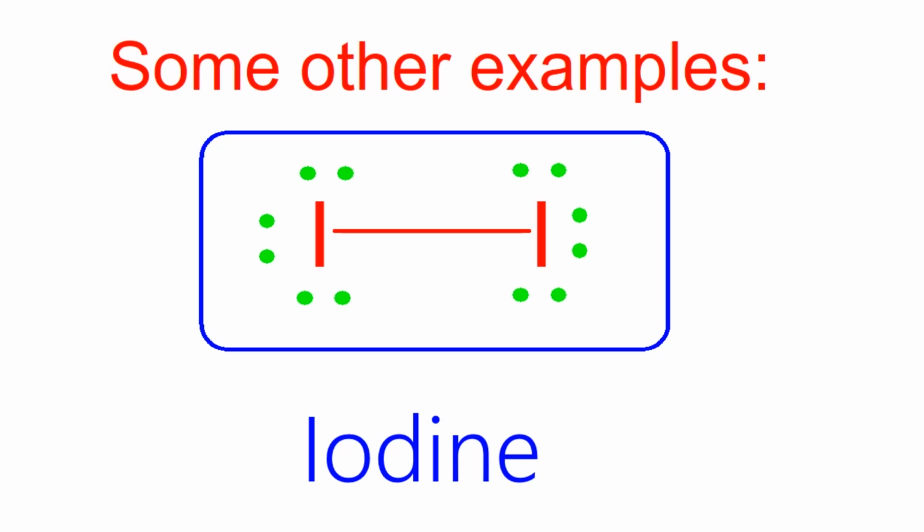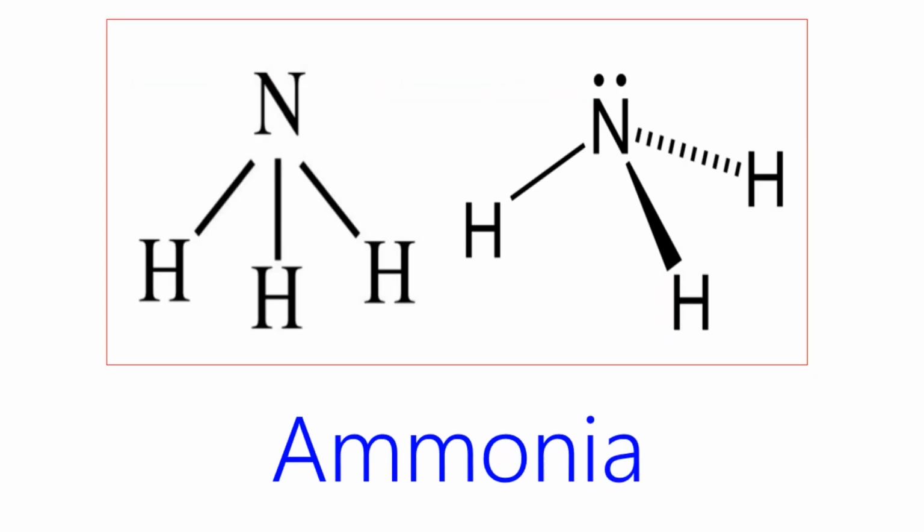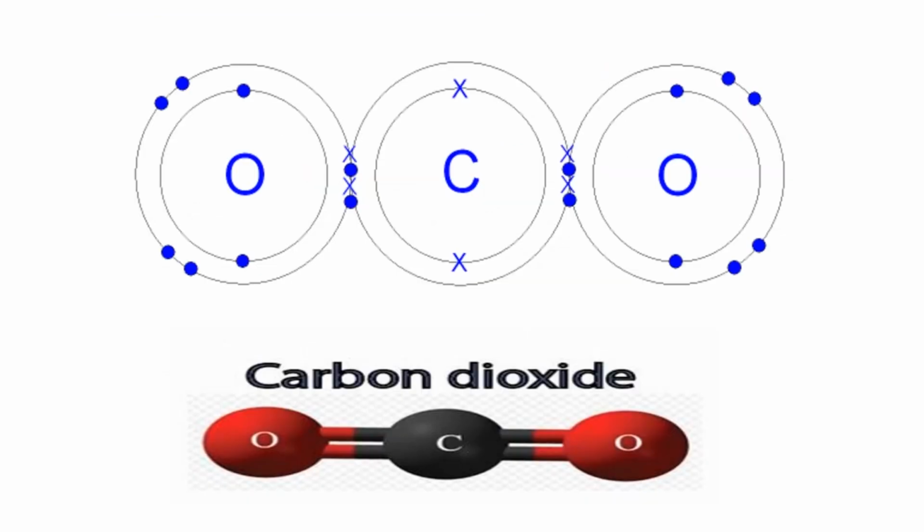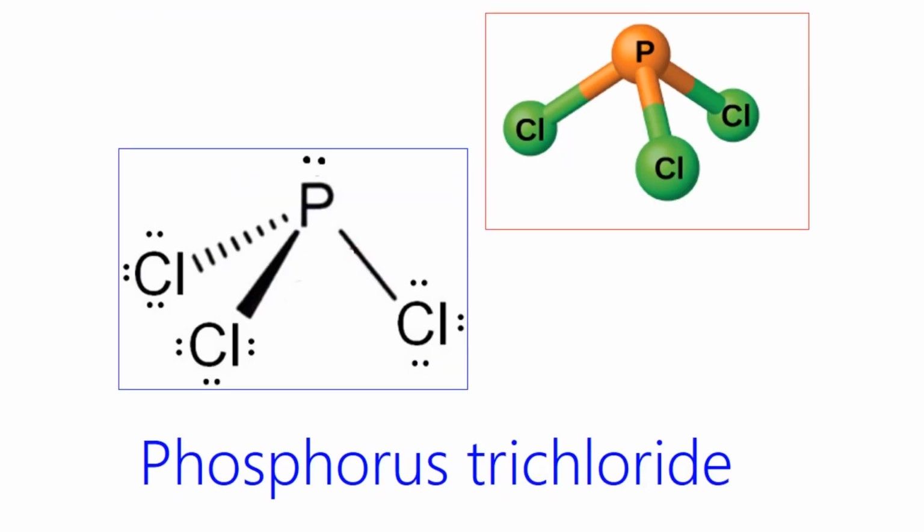Some other examples of covalent bond are iodine, ammonia, sulfur dioxide, carbon dioxide, phosphorus trichloride and water molecules. In this session, we have learnt what is a covalent bond, types of covalent bond, and the formation of covalent bond with examples.